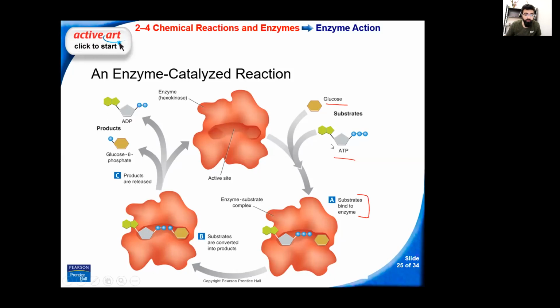Okay. And what about the ATP? ATP had 3 phosphate groups. Now it has 2 phosphate groups. It was ATP, now we call it ADP. So this is the name of the product. Any question?